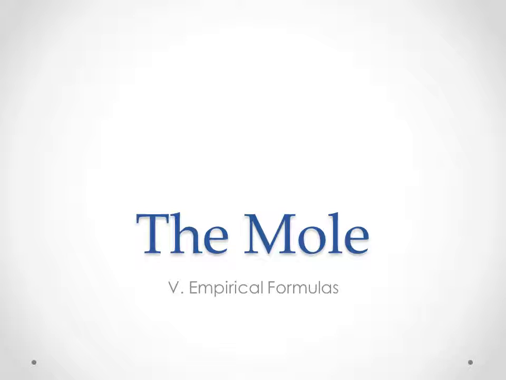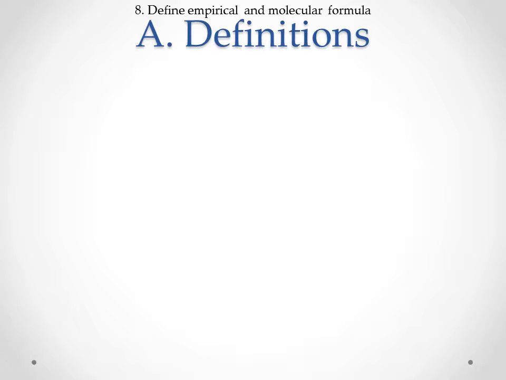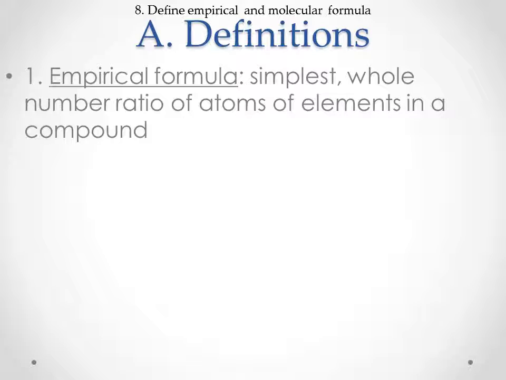Our next lesson in the mole unit is on empirical formulas. Here you can see the learning targets for our unit. We want to start by simply giving some definitions. Two definitions we want to be familiar with. The first is an empirical formula. An empirical formula is the simplest whole number ratio of atoms of elements in a compound.